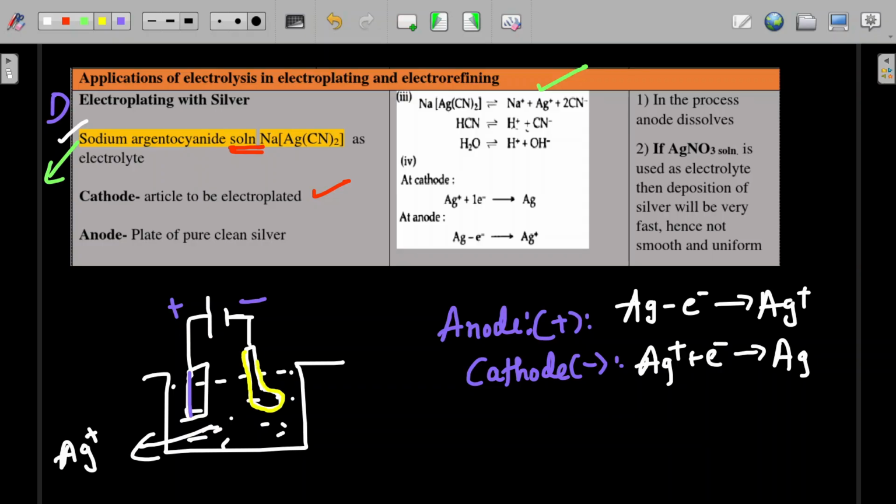You can't put it inside. It is only on the surface of the article you are plating it. Therefore it's called electroplating.